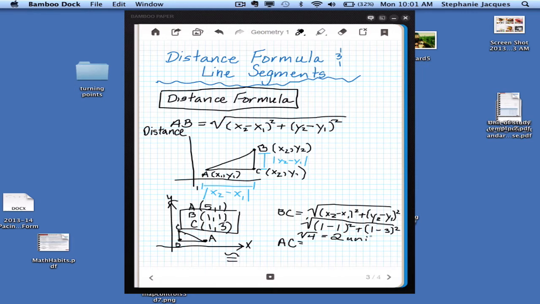And let's double check it just by looking at it. So I'm doing BC. I'm going to count from point B to point C. 1, 2. So I can check it when I'm looking at that. However, I'm going to be looking at AC now. And that one's a little more difficult because it's going halfway through points. So let's use our formula.